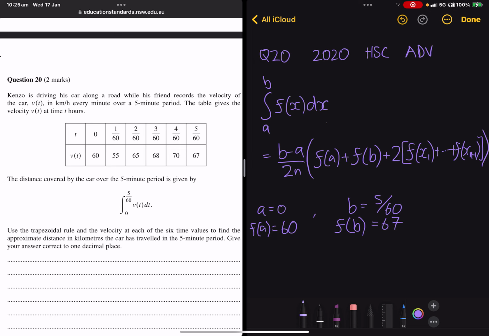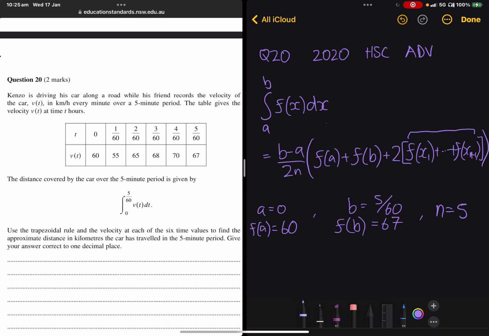We also need the n value. In this particular question, there are 6 pairs of points: (0, 60), (1/60, 55), (2/60, 65), and so on. The n is usually going to be 1 less than that. So it's the total number of points minus 1, or the number of intermediate values plus 1. In this case, n will be 6 minus 1, which is 5, or the 4 intermediate values plus 1, which is also 5. So n is going to be 5.